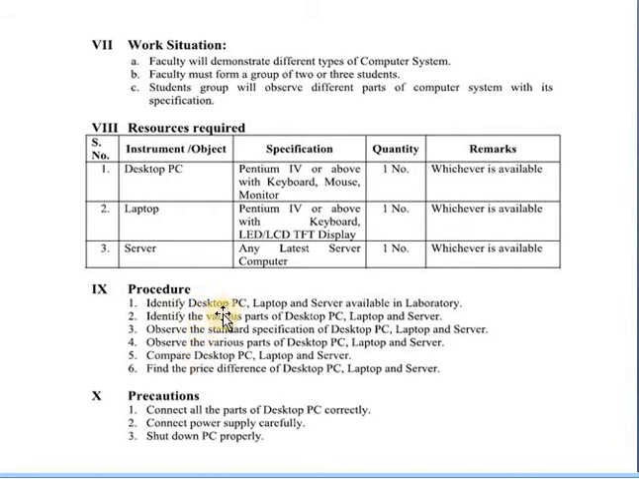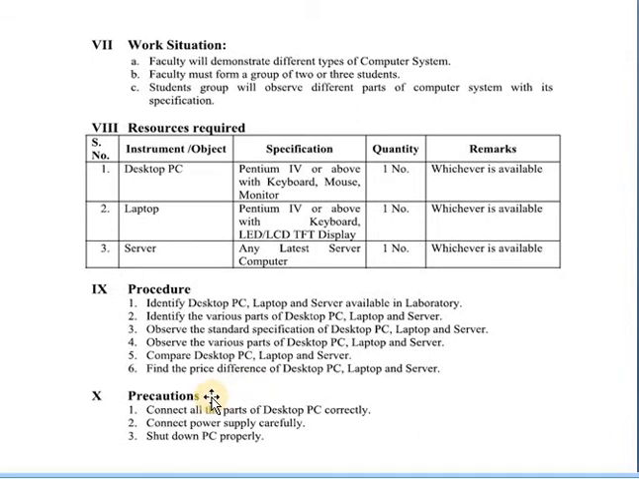In this procedure, first of all, we have to identify the desktop, laptop and server available in our lab. Then identify various parts of a desktop, laptop and server. Then observe the standard specification of this desktop, laptop and server. Then observe the various parts of a desktop, laptop and server, and compare desktop PC, laptop and server, and find the price of a desktop, laptop and server PC.